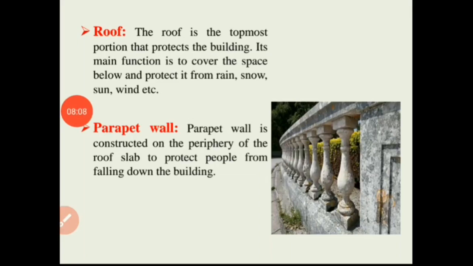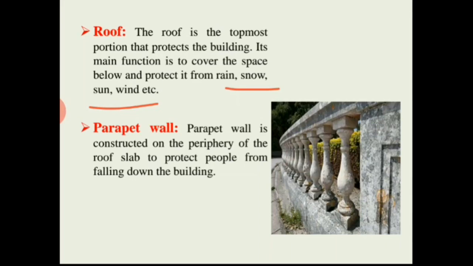Now next is roof. It is the uppermost component of a building, and its main function is to cover the space below and protect it from rain, snow, sun, wind, etc. A roof can have different shapes, but it is always either flat or sloping.